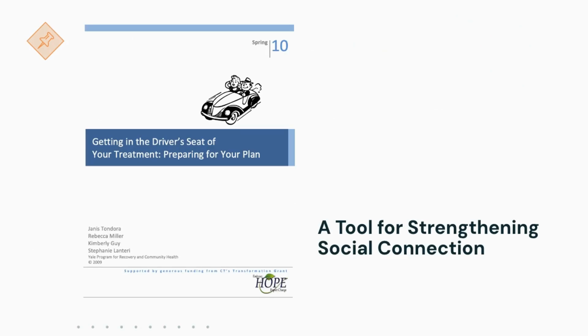Getting in the Driver's Seat of Your Treatment is a tool that was originally created to help peer support staff in their work alongside people in services, specifically preparing for person-centered planning. Anyone, though, in a supporting role can use the tool meaningfully with someone who is receiving services. There's one exercise we find particularly useful when thinking about the importance of relationships in one's recovery.